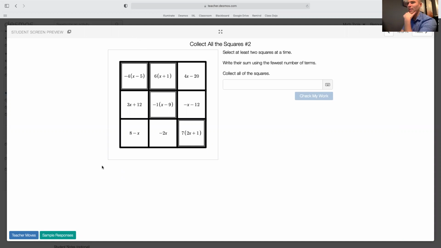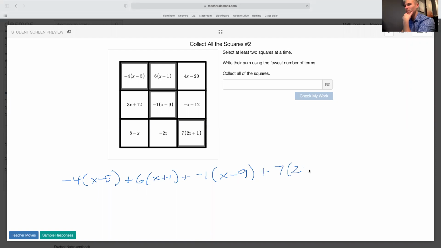We got negative 4 times quantity x minus 5 plus 6 times quantity x plus 1. Okay, plus negative 1 times quantity x minus 9. And then plus 7 times quantity 2x plus 1.